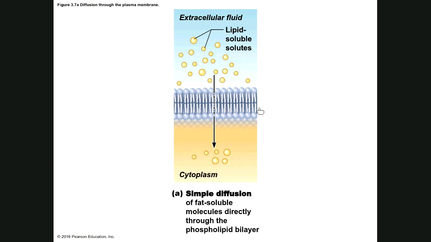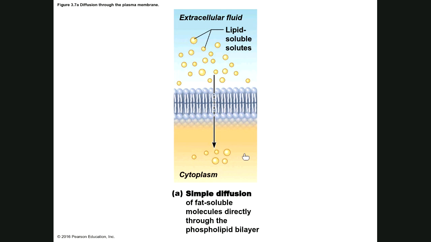Here's a picture of simple diffusion. Here's your plasma membrane, and it's showing soluble solutes. Notice there are a lot more of these on the outside of the cell, the extracellular side, compared to a smaller number of these solutes on the inside of the cell, or the cytoplasm. So this means we have a concentration gradient. We have a difference in the concentration of solutes on either side of this membrane.